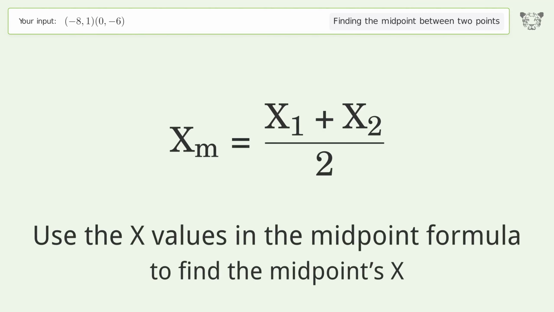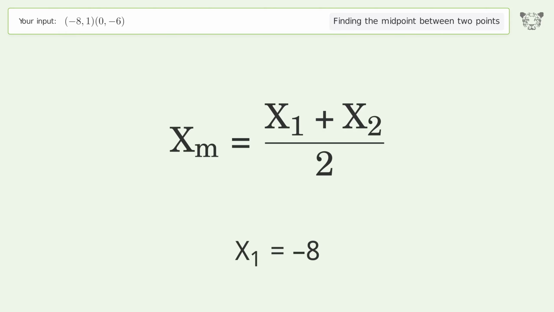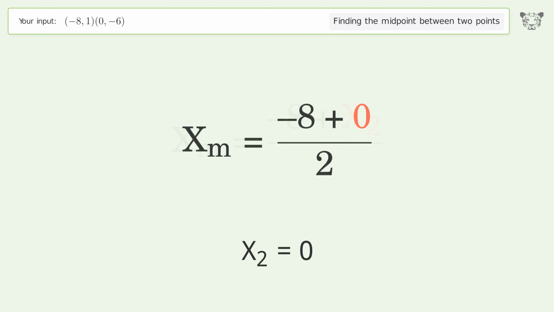Use the x values in the midpoint formula to find the midpoint's x. x1 equals -8. x2 equals 0. Simplify the arithmetic.